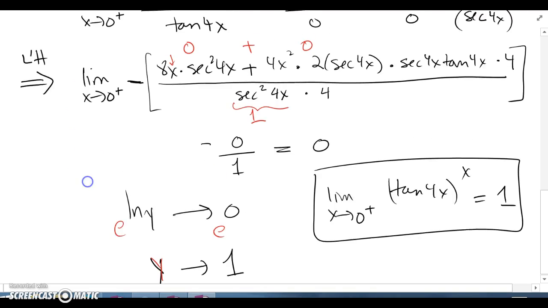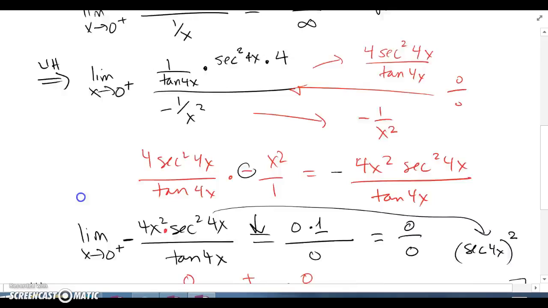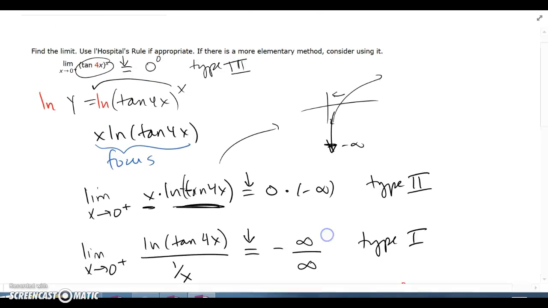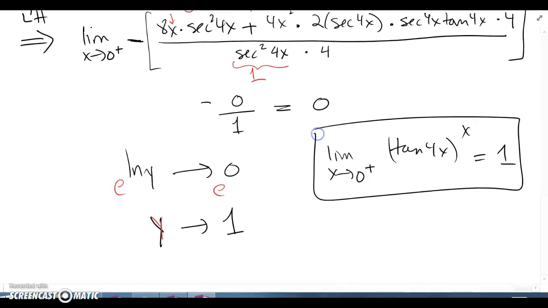So it took a few tries. Type 3 turned into a type 2, and then ultimately turned into a type 1 with a few steps of L'Hopital.